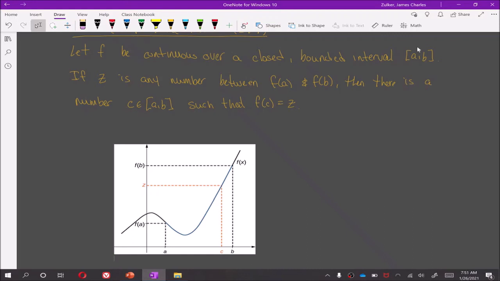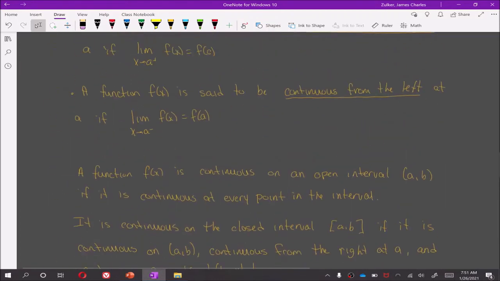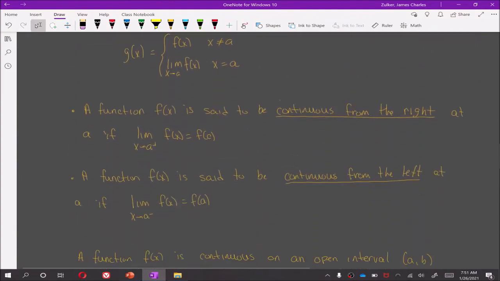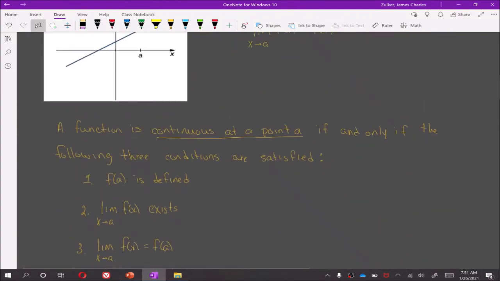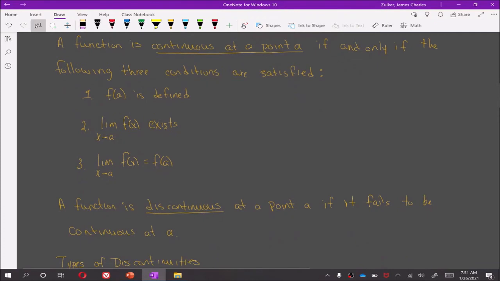Now, when trying to determine whether a function is continuous at a point, there are 3 steps that should be taken, and they come right from the definition. First thing we should do is check to see if f of a is defined. If it is undefined, then we're done, right? The function is not continuous at x equals a.